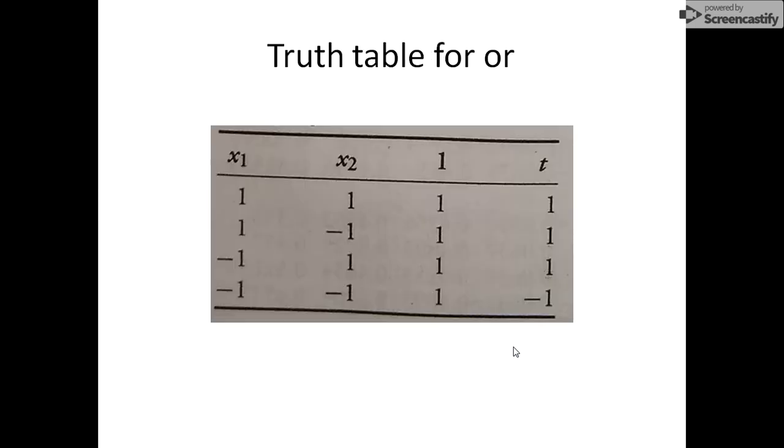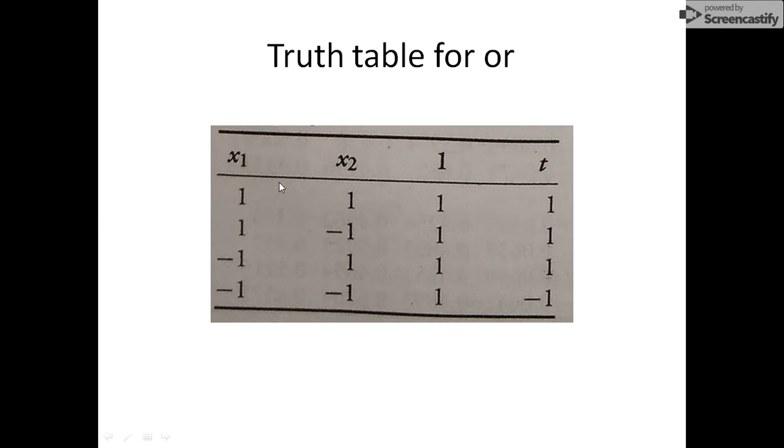First of all, we are going to create a truth table for the OR function. You all know the truth table for OR: 1 1 is 1, 1 0 is 1, 0 1 is 1, and 0 0 is 0. But here we are taking bipolar inputs. Bipolar input means wherever we have zeros, they will be replaced with -1.